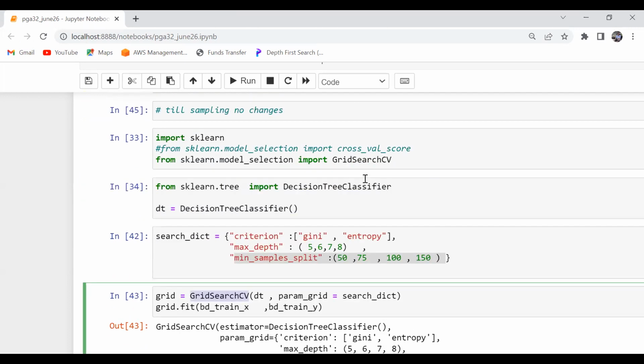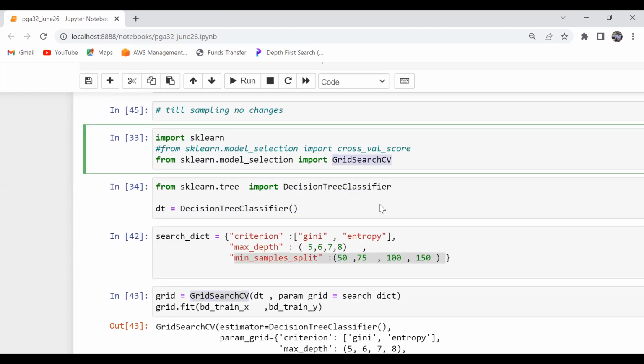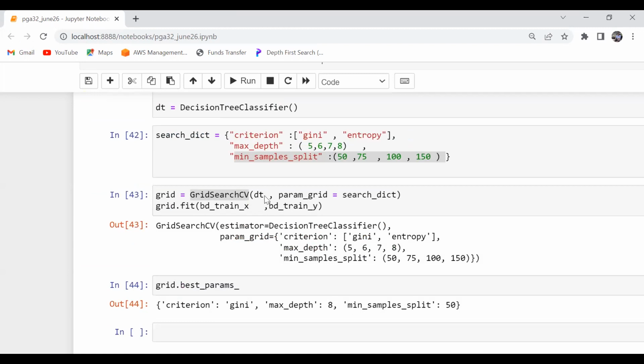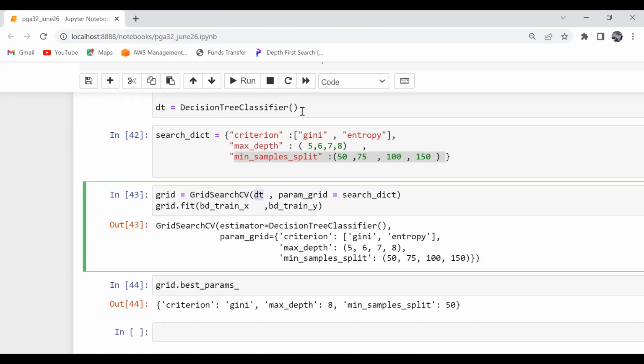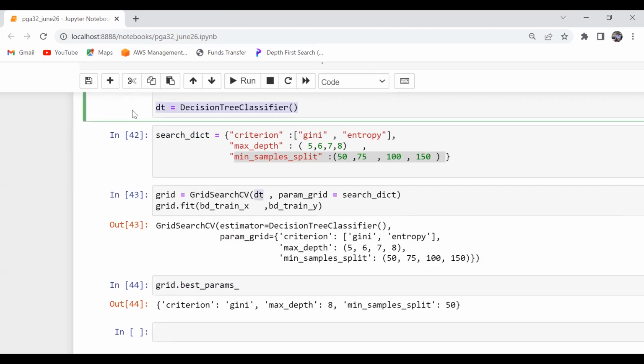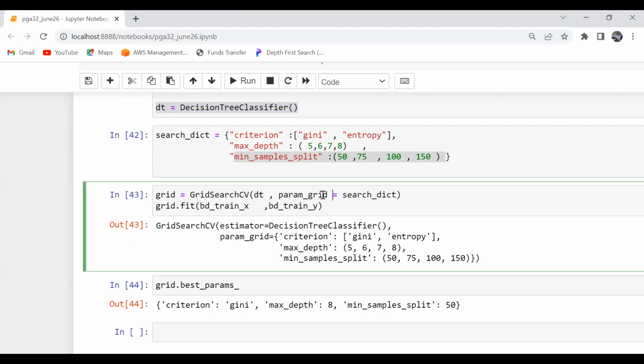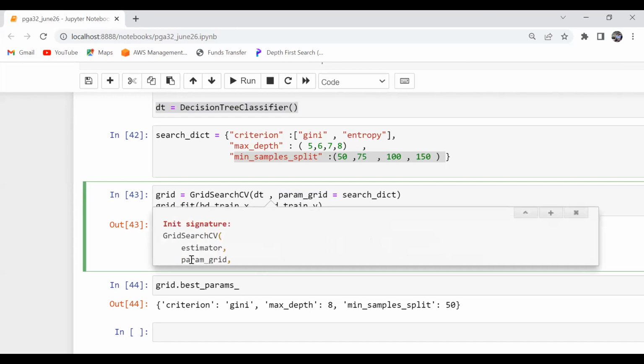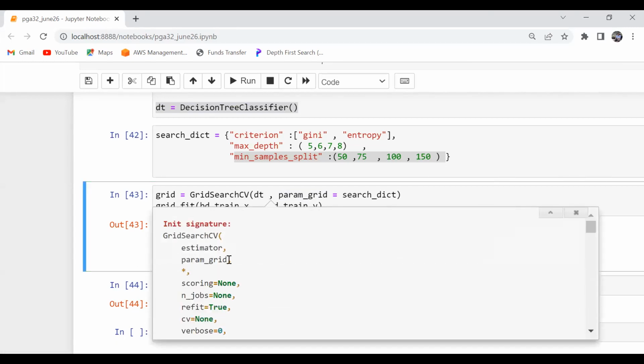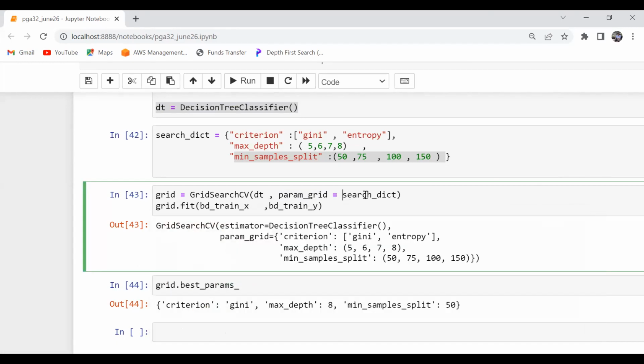What is grid search CV? जो हमने ऊपर already import कर रखा है. Within grid search CV, what am I passing? DT. What is this DT? Decision tree. Decision tree pass किया, and then I am saying parameter grid. What is this parameter grid? It is a parameter. ये देखते हो? Hyperparameter grid equal to search dictionary. And then I run it.